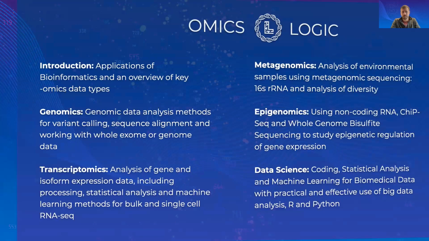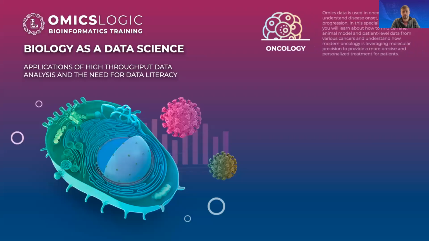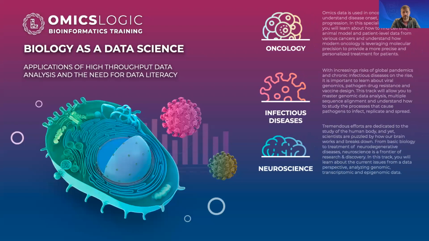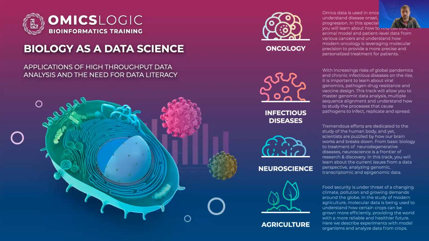In addition to that, we also provide specialization tracks, and these include oncology, infectious diseases, neuroscience, and agriculture. And agriculture includes also some elements of biotechnology. So what we are trying to do is develop exemplar projects with curated data sets and an explanation of methods that are sourced from impactful publications in that domain to illustrate how some of those basic data types as well as methods could be applied to solve real research challenges.